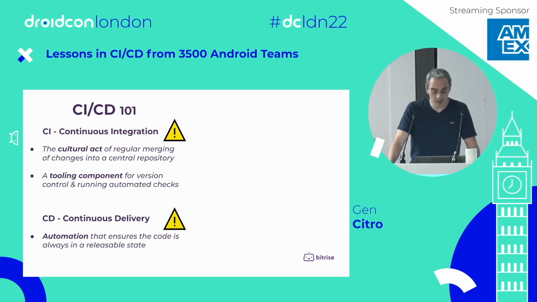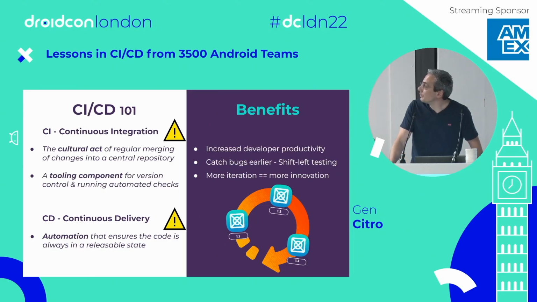Yeah, continuous delivery is automation that ensures the code is always ready for release and in a releasable state. So why bother with that? Well, the benefits are increased developer productivity, an ability to catch bugs earlier, an ability to shift left in testing, more iteration and more innovation, which goes back to what I was talking about earlier in terms of having greater impact in your apps and happier users, and also ultimately a better user experience with more app impact.